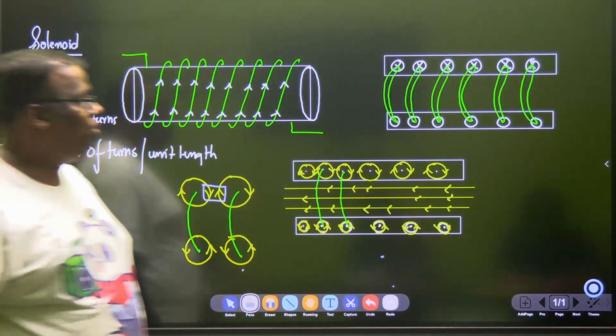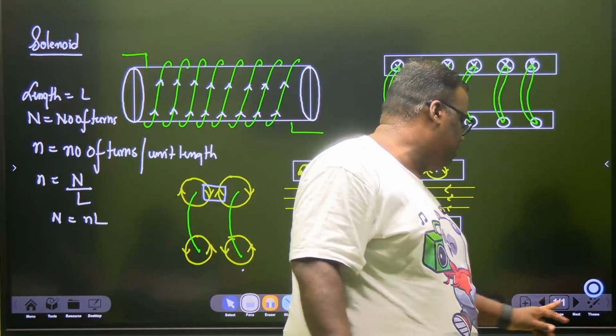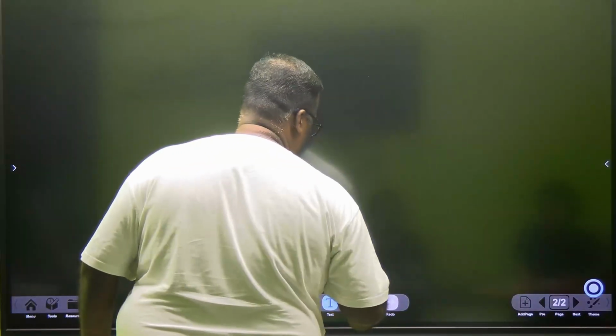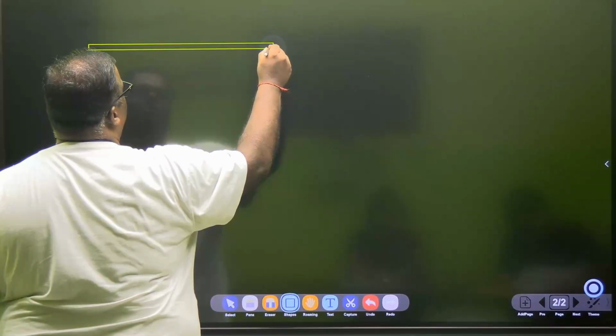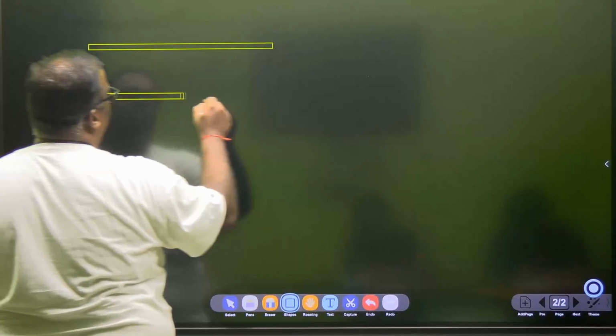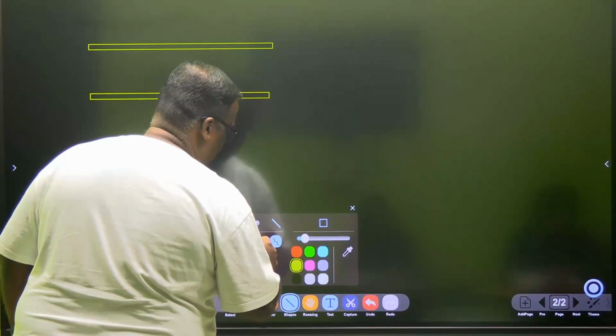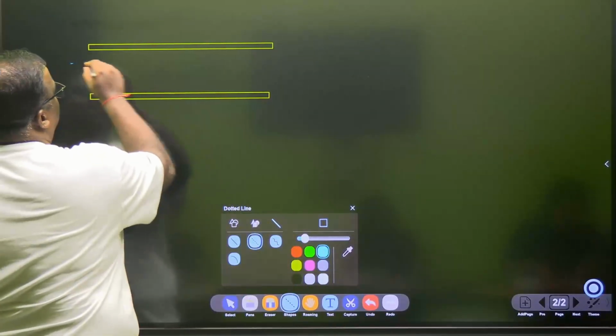So now we have to find out what is the magnetic field at a point on the axis of a solenoid. I'll draw my diagram once again, the same diagram that we have drawn so far. This time I'm making my thickness very small. This is my solenoid's thickness. And this time I'm taking my magnetic field in this direction.